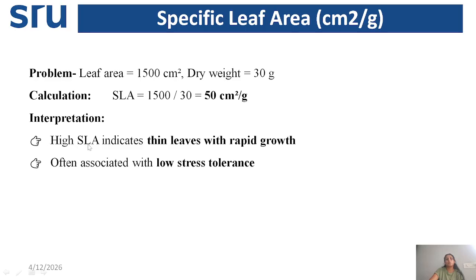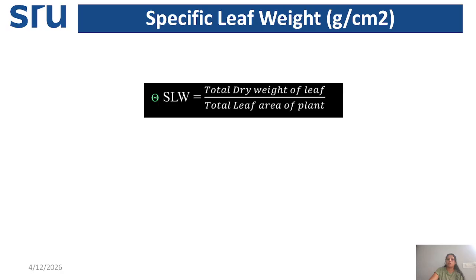With specific leaf area, you get to know the area of the plant over its dry weight. For example, for 2 grams of the plant, how much area it holds. Those kinds of interpretations you can make. Specific leaf weight shows the thickness of the leaves. If specific leaf weight is more, then you can clearly say that the leaf is thick, not thin. The dry matter of the leaves is very high.